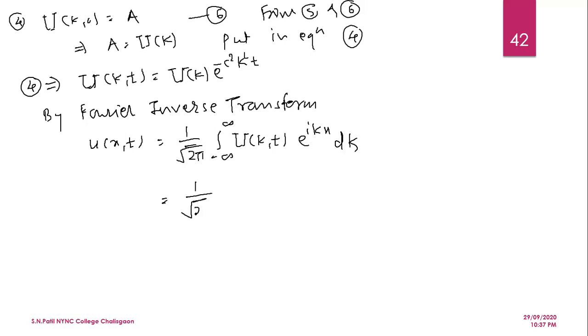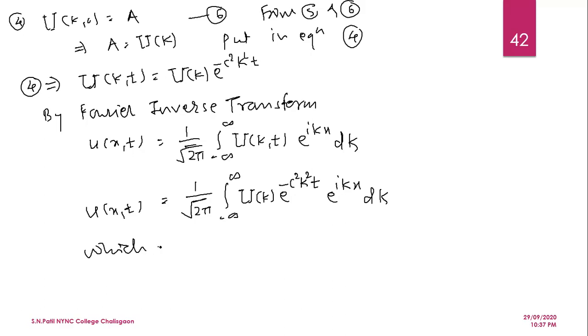u(x, t) = 1 upon under root 2 pi, integral from minus infinity to plus infinity, the value of capital U as a function of k and t is capital U(k) into e to the power minus c square k square t, into e raised to ikx, with respect to k integration. Okay, now this is the required solution of equation 1.